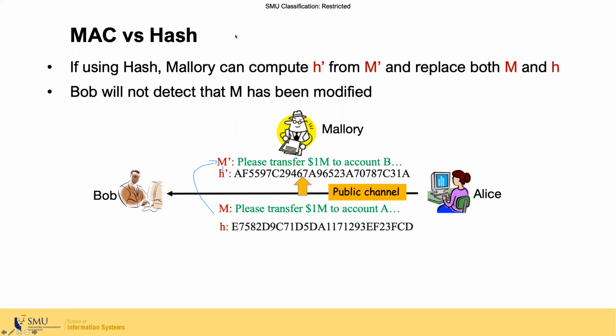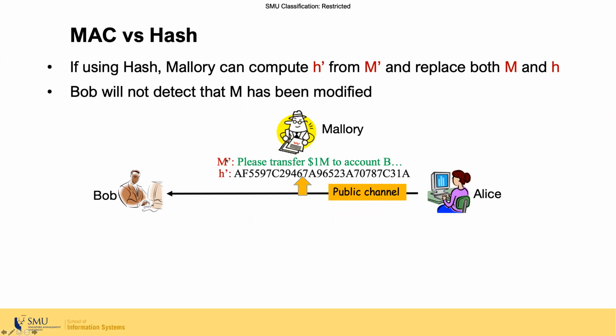And then he would discard both the original message M and H, and then instead he will only replay M prime and H prime to Bob. So when Bob receives M prime, he will use the same hash function to compute the hash value, and then he will compare against the hash value that he also received.